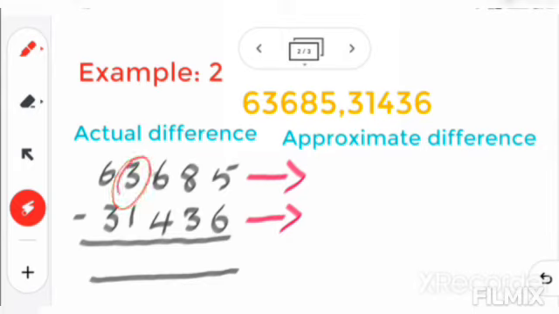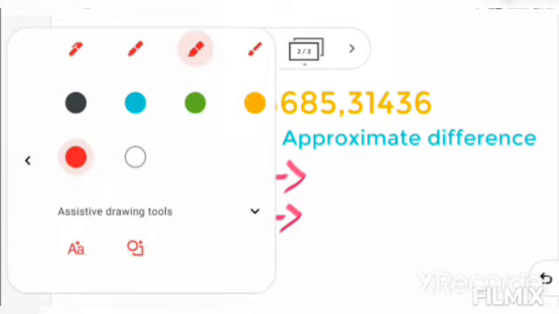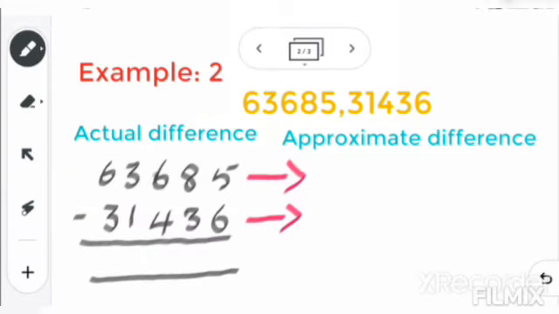So you have to just observe the number on the right side of it. What number is there? 6 is there. Now 6 is bigger than 5. If it is bigger than 5, then we add 1 in the thousands place. Here we already have 3, so if you add 1, 3 plus 1 will be 4. So after rounding off, it will be 4 in the thousands place.